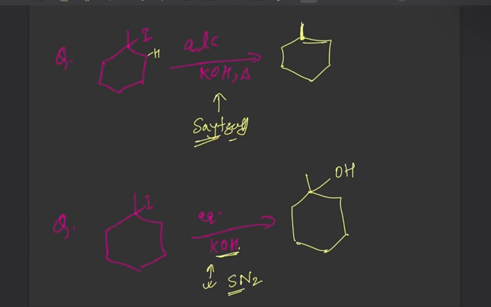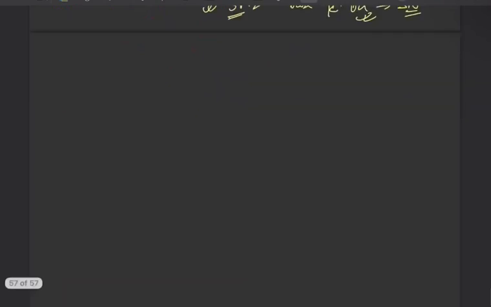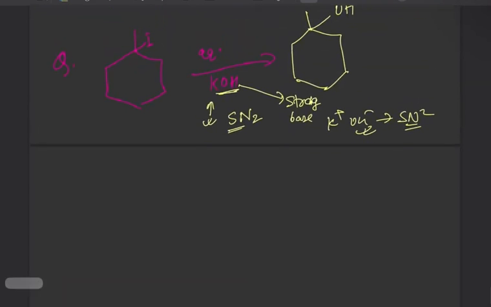But this is a strong base. If you remember, this is a strong base. KOH means what? K plus and OH minus. This is a strong base. A strong base means what? This will go toward SN2. But actually it will give the same result in both, SN2 and SN1. Clear? Because this is 3 degree, there is no case of rearrangement or anything. But in SN2 also nothing else happens. This is a strong base, this will directly replace the iodine with OH.